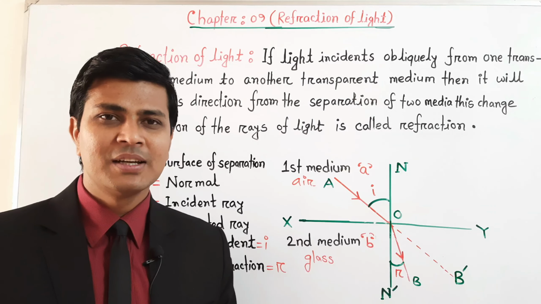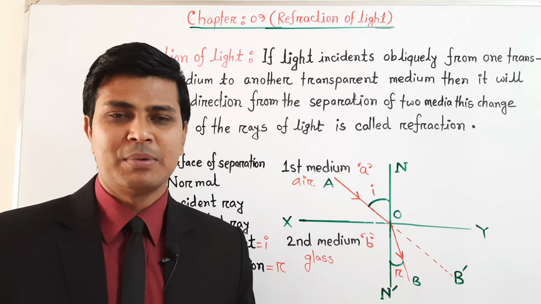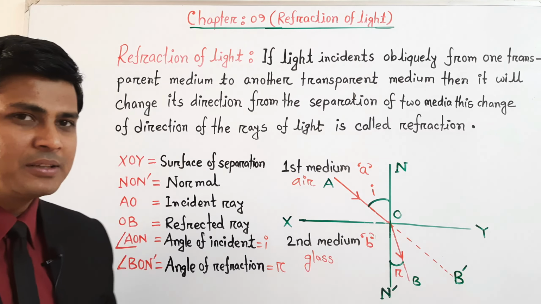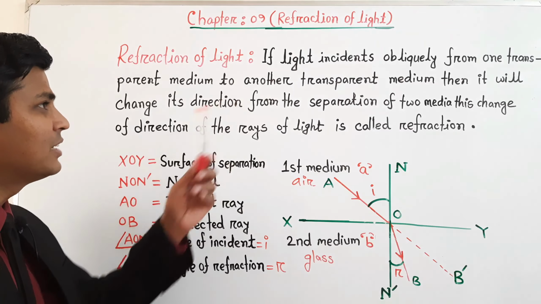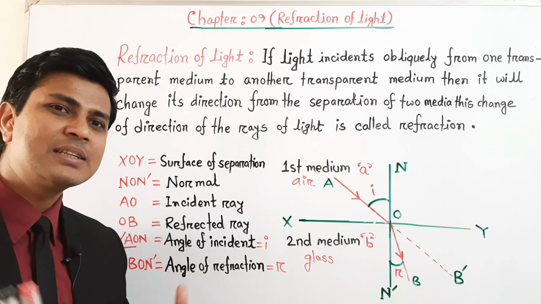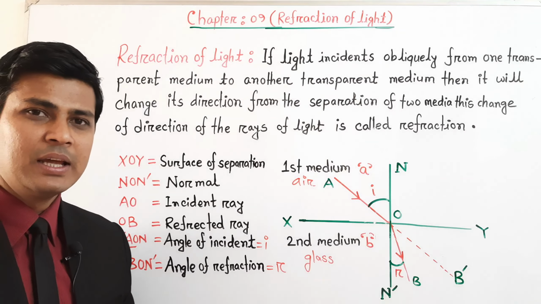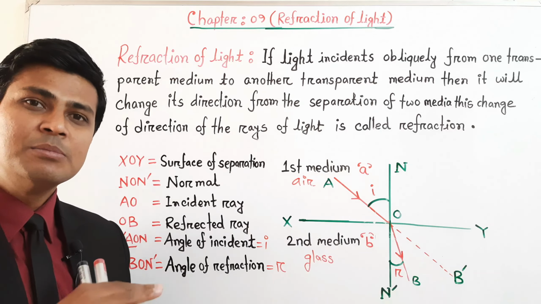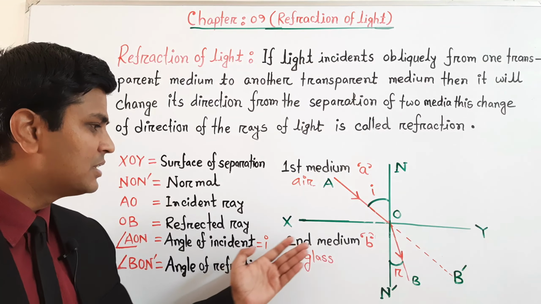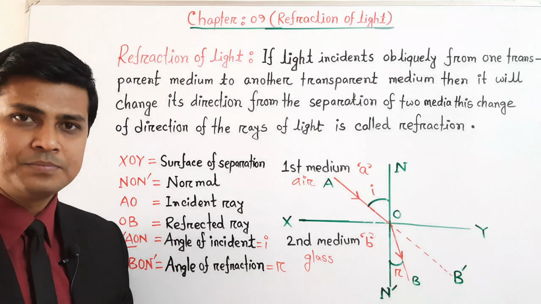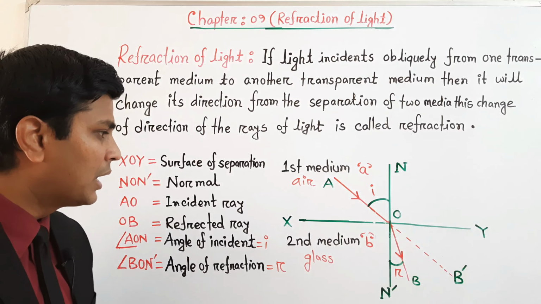My dear students, now I am going to discuss refraction of light. Refraction of light means if light is incident obliquely from one transparent medium to another transparent medium, then it bends at the surface of separation between the two media. This change of direction of light is called refraction. Now I will show you a diagram.